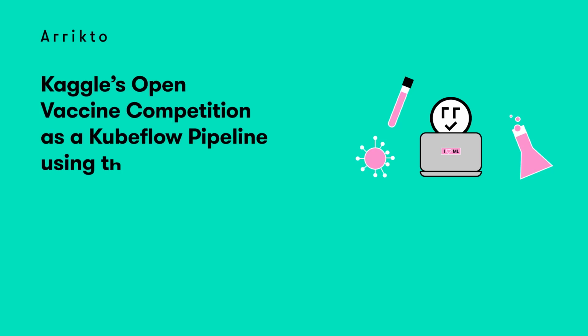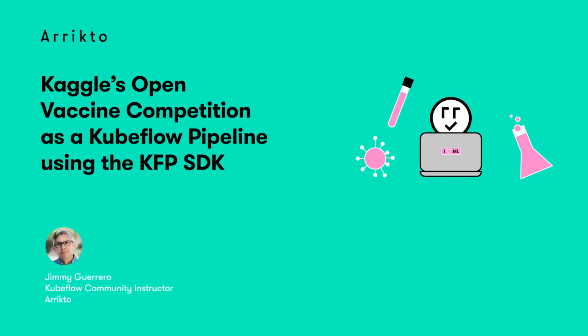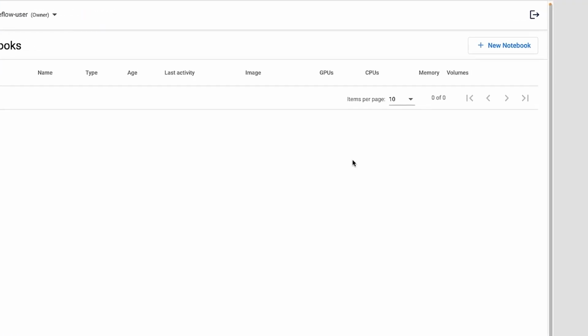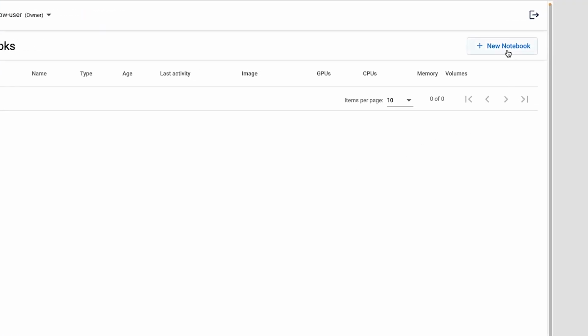Right, in this short demo, we're going to show you how to convert Kaggle's Openvaccine competition into a Kubeflow pipeline using the KFP SDK. All right, the first thing to do is, assuming that you've already got Kubeflow deployed via Kubeflow as a service, is to create a new notebook.